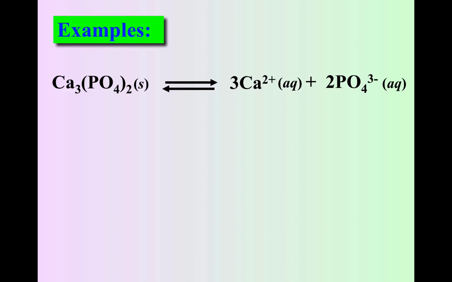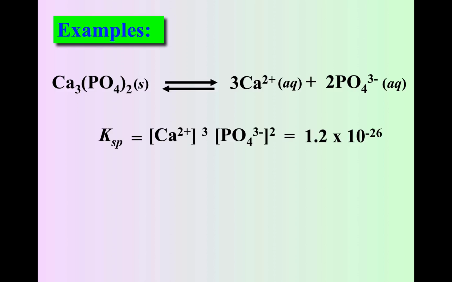When I look at calcium phosphate, it's going to be the calcium ion concentration to the third power times the phosphate concentration raised to the second power is equal to 1.2 times 10 to the minus 26. Again, insoluble, right? Very little of these ions going into solution.